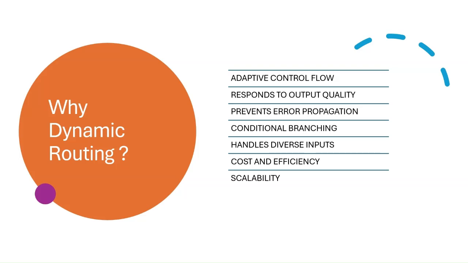It supports conditional branching, where different workflows are triggered depending on user intent, data, or system state. It efficiently handles diverse, unpredictable inputs, making AI applications more flexible and reliable in real-world scenarios. Dynamic routing also optimizes cost, performance, and scalability by using the right model, tool, or workflow only when needed.